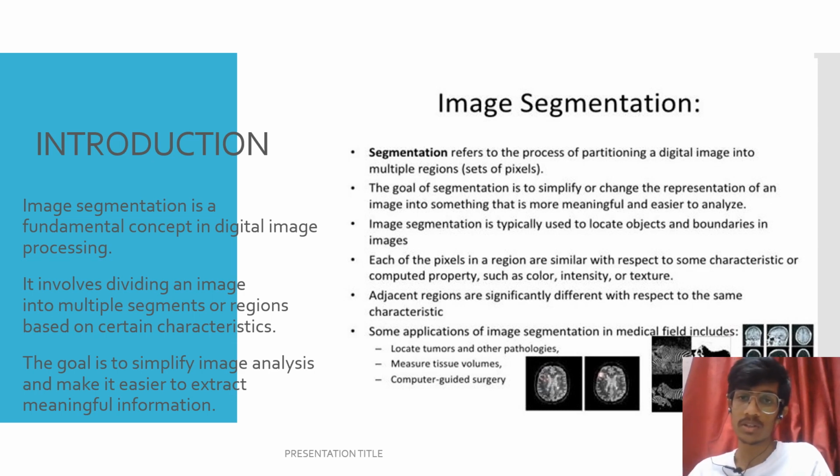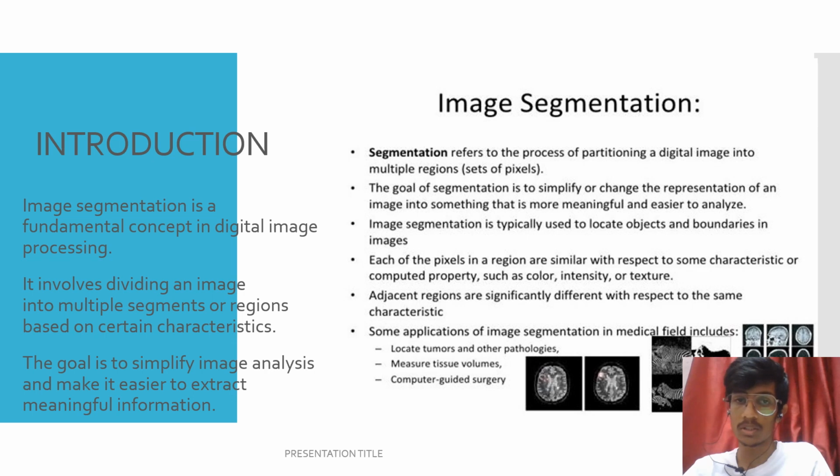Image segmentation is typically used to locate objects and boundaries in images. Suppose you want to identify an object in machine learning, you want to know what type of object that is. To identify that, we need to find the boundaries of a certain object, and it depends on the brightness and intensity of the pixels. At that time, image segmentation is used to locate those objects and boundaries in an image.